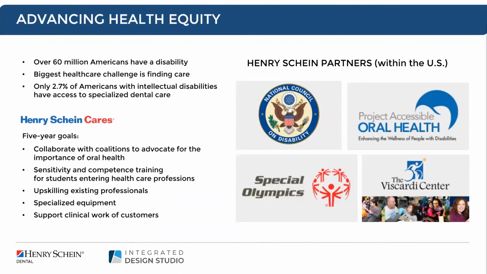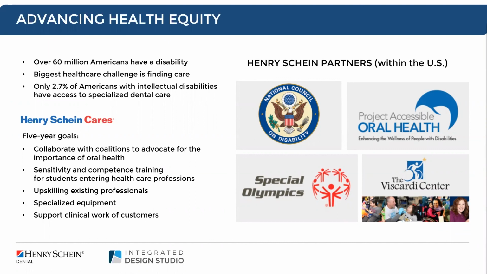There are over 60 million Americans with disabilities, and the number one healthcare problem that many of them report is finding competent dentistry. Less than 3% of people in the US who have intellectual disabilities can find a dentist who will provide specialized care. For over a decade, Henry Schein has advocated for individuals with disabilities and their accessibility to dental care. Our partnerships include the National Council on Disability, Project Accessible Oral Health, the Special Olympics, and the Viscardi Center.